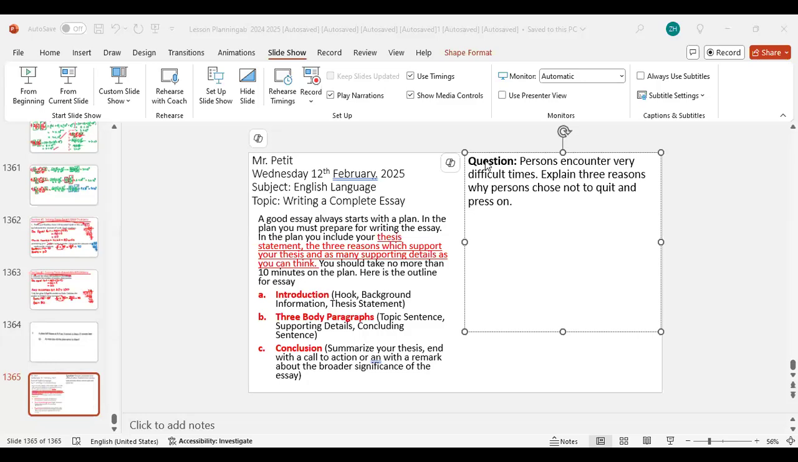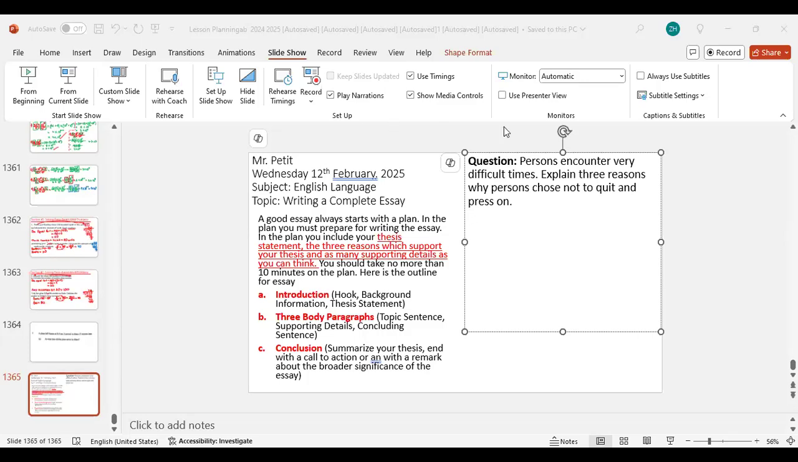So how are you going to continue that? We should never give up and continue to press on. Someone said, what is one difficult challenge you encountered in life? Okay, that's a question. Y'all running out of ideas. I need a hook. Mr. Petit, what about, have you ever felt like giving up? Okay, that's a good one.